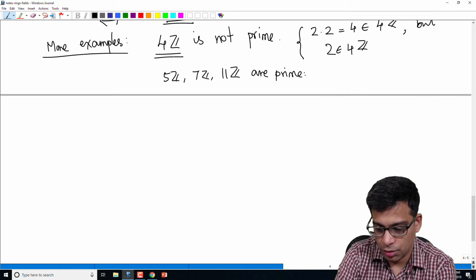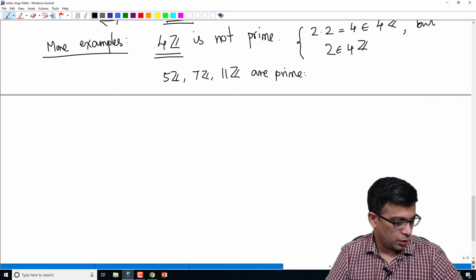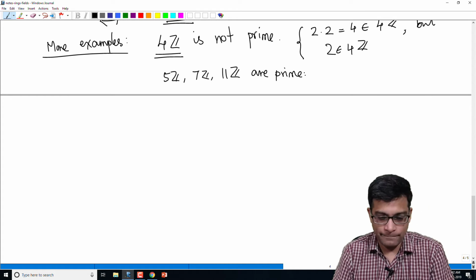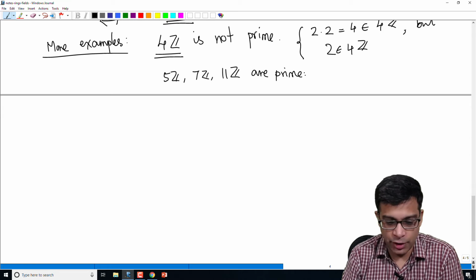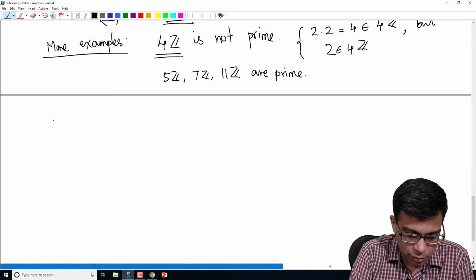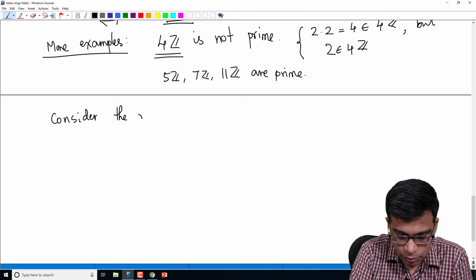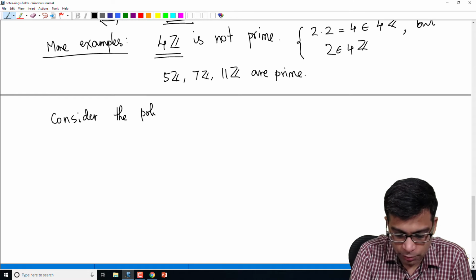So let's look at more examples. So now look at other rings. Consider the polynomial ring.